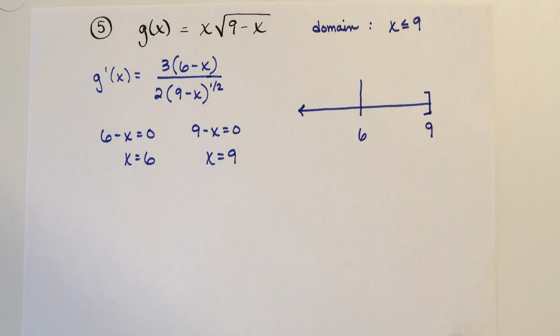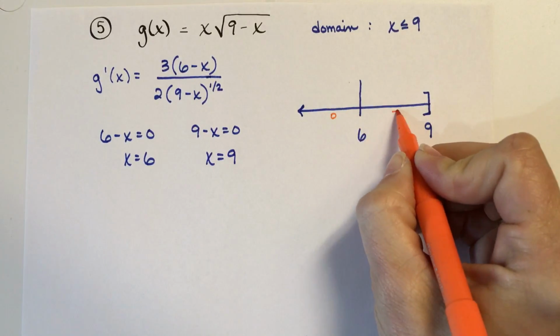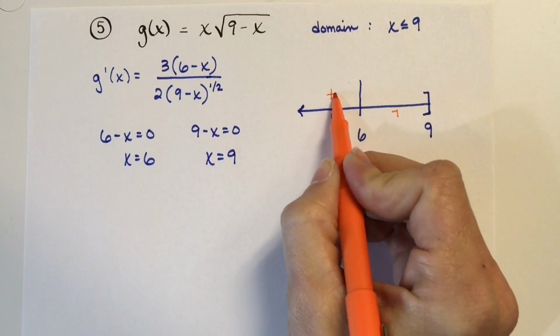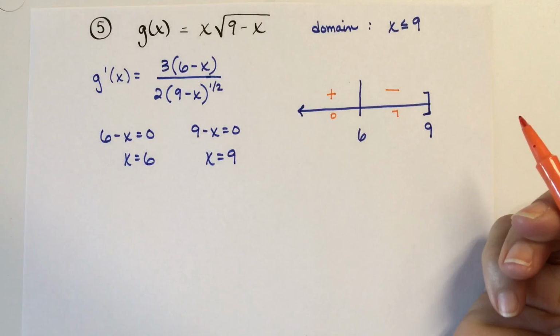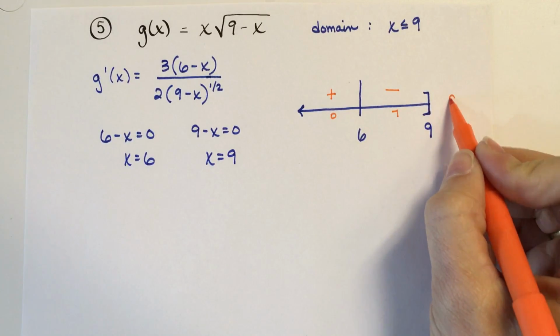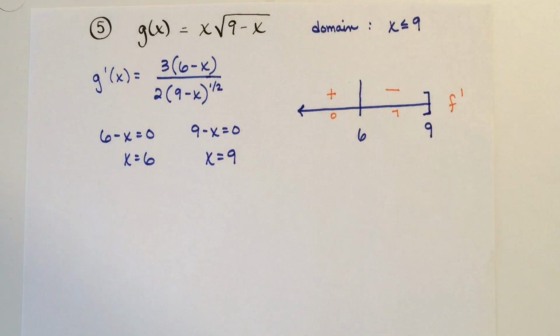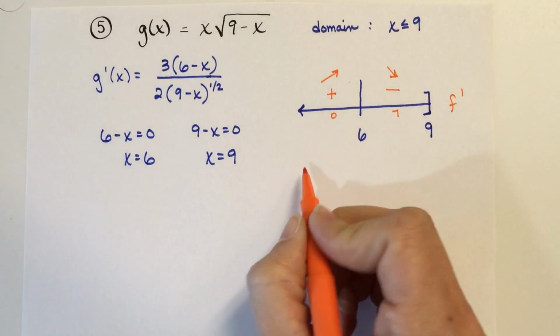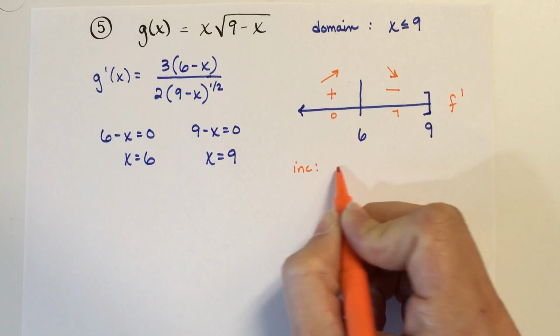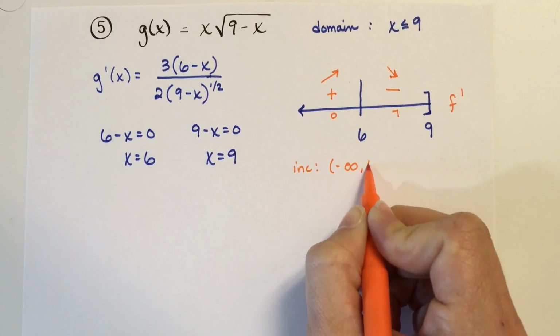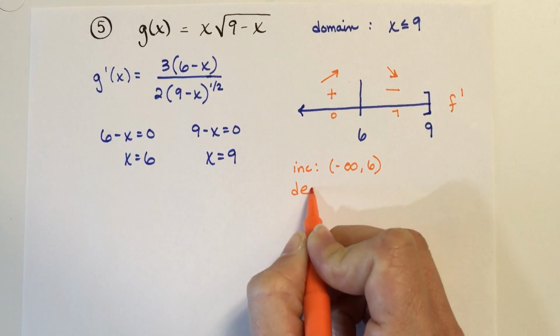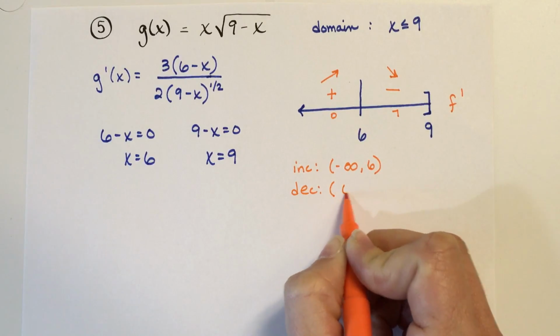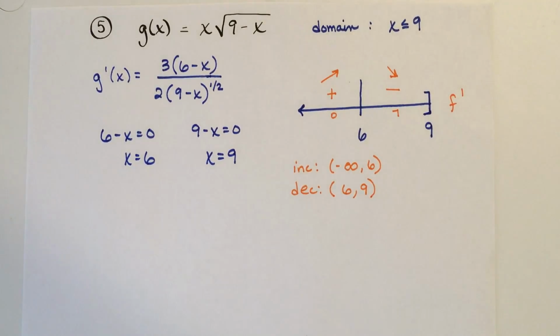Okay, so test numbers, I'm going to use 0 and 7. This is going to be a positive section. This is going to be a negative section. Again, you're plugging those values, remember, into your first derivative. So this section's increasing, this section's decreasing. So increasing would be negative infinity to 6, and decreasing would be from 6 to 9.